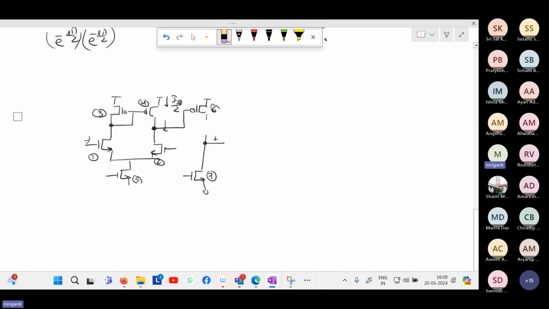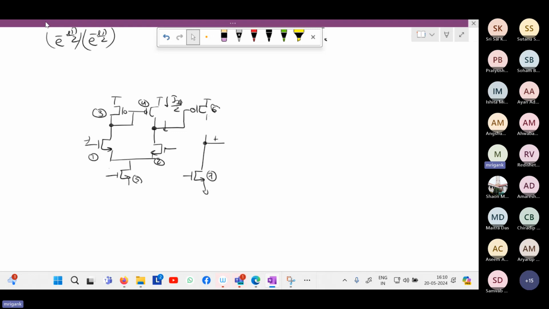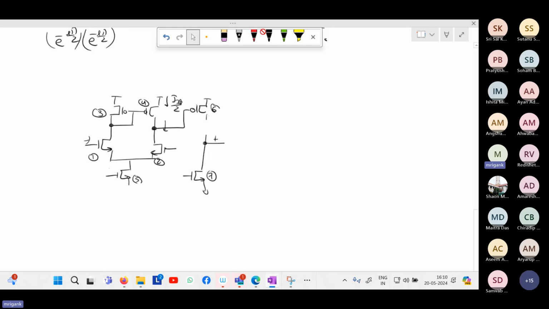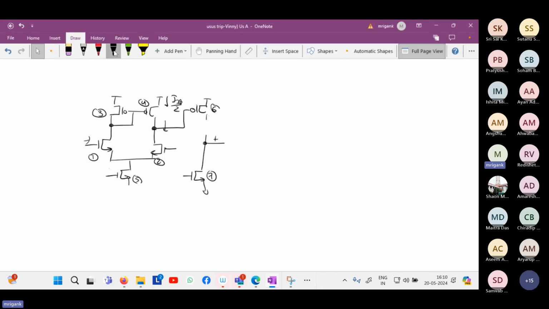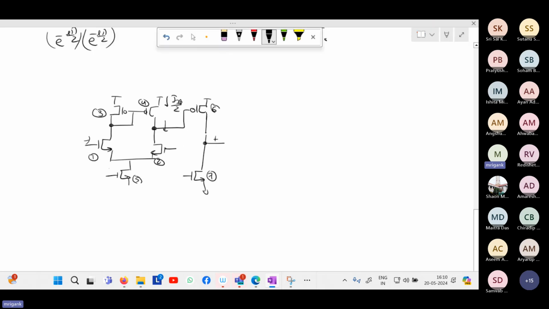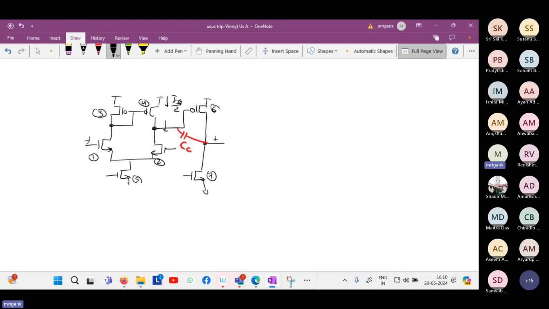Now, the way to compensate is there is a compensation capacitor CC added between the output of the first stage and the output of the second stage. There is a common way. So what is the implication of this? Why do people do this?